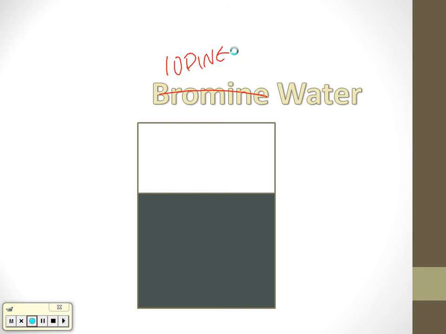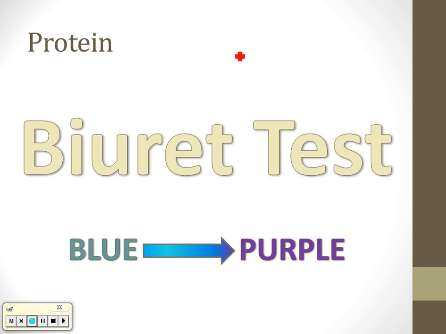For protein, it's the Biuret test. I say Biuret because it just sounds more fancy. So the protein test, Biuret solution, goes from blue to purple. Feel free to YouTube or Google these tests because you need to know all the little bits and pieces as well. I'm not teaching that.